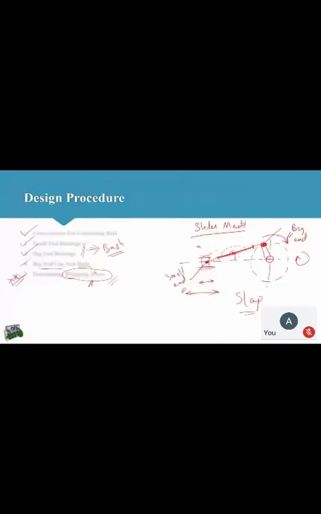Then I discussed the design procedure of the whole connecting rod, which comprises designing of the cross section of the connecting rod, designing of the small end and big end, then designing of bolts, and lastly we will see the whipping stress, and what is meant by whipping stress.